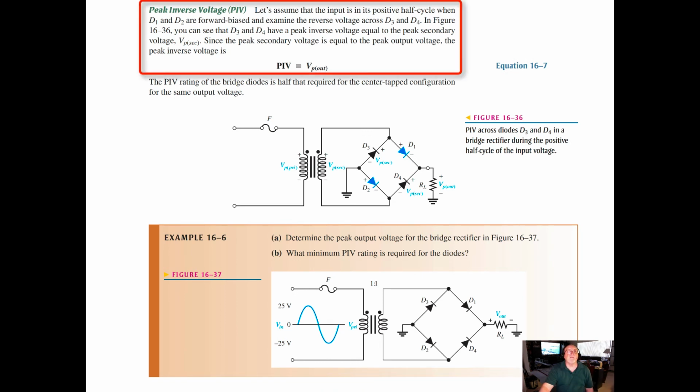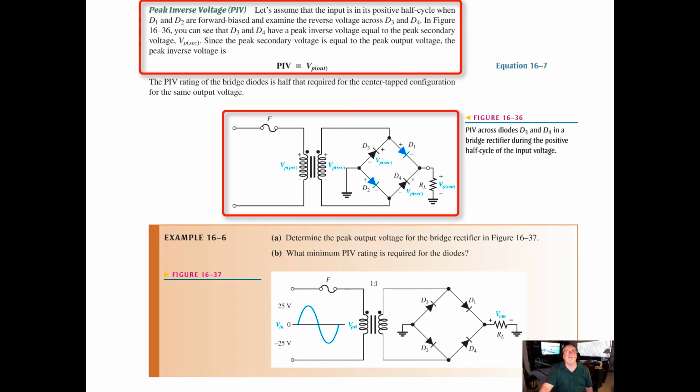As for the peak inverse voltage, let's assume that the input is in its positive half cycle when diodes 1 and 2 are forward biased, and examine the reverse voltage across diodes 3 and 4. In figure 16-36, you can see that diodes 3 and 4 have a peak inverse voltage equal to the peak secondary voltage, V peak secondary.